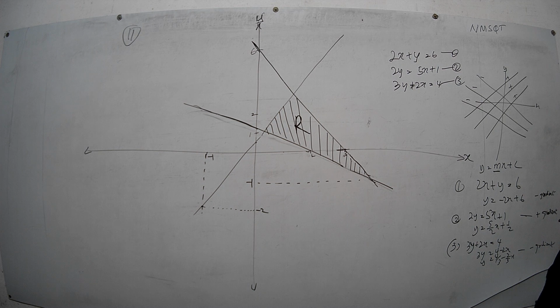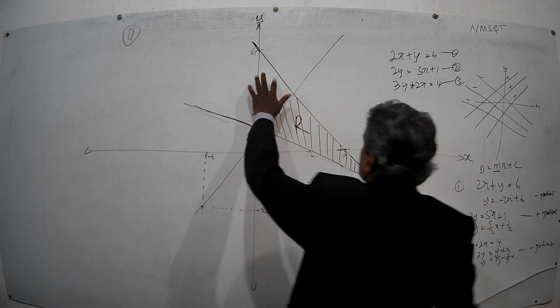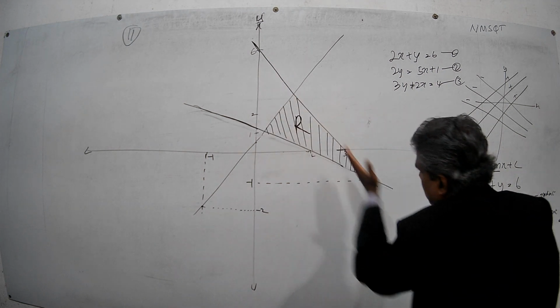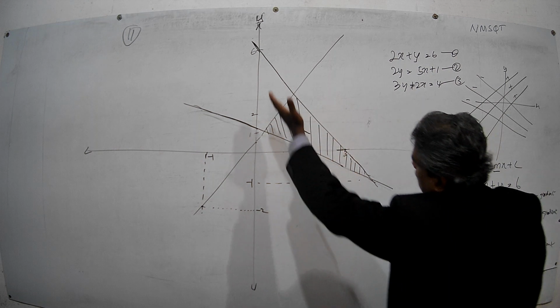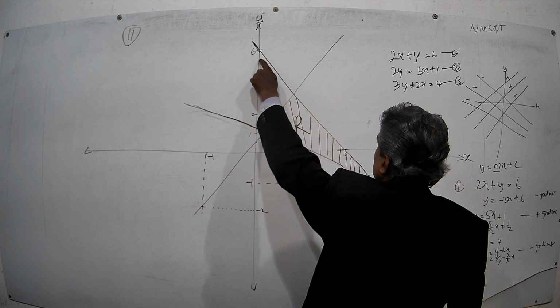The equation 2x plus y equals 6 has a negative gradient, and its intercept is 6. There are two negative gradient lines in this graph plane, this one and this one. Out of these, the intercept is 6 for this one.